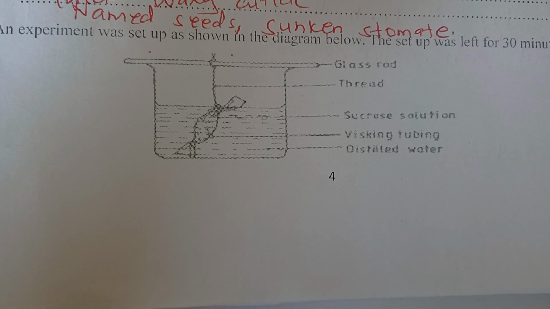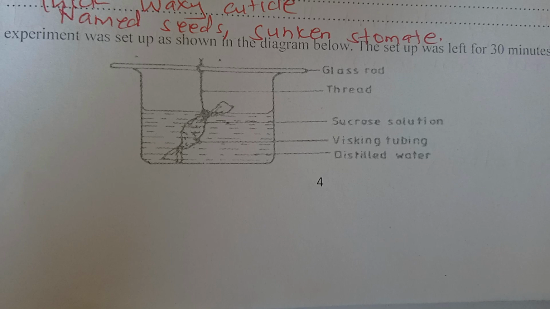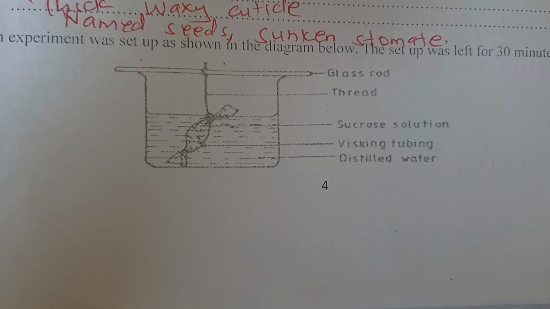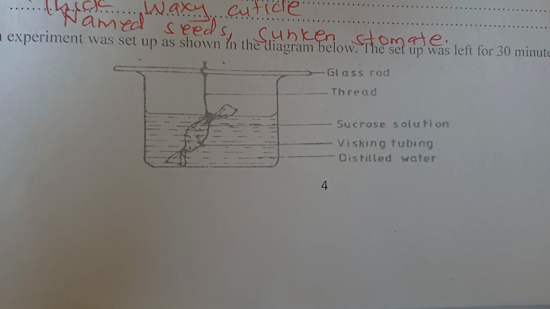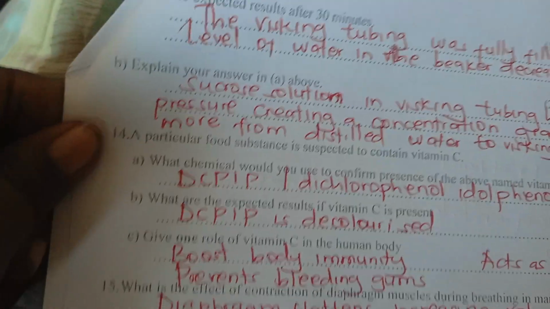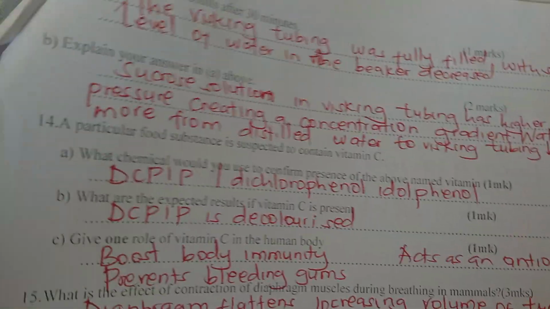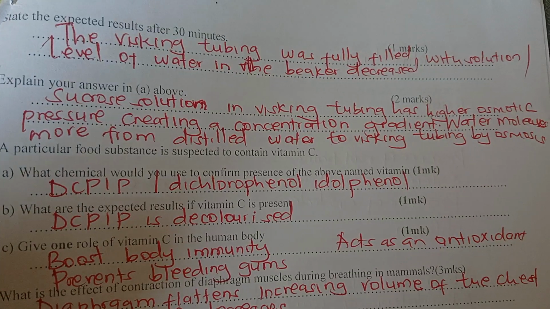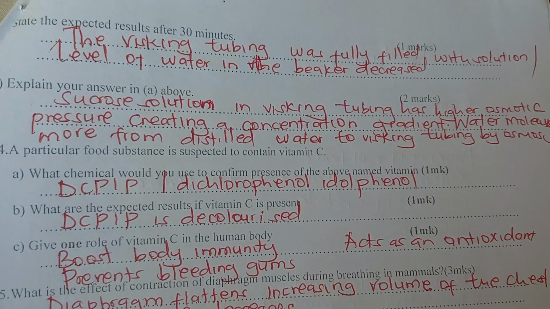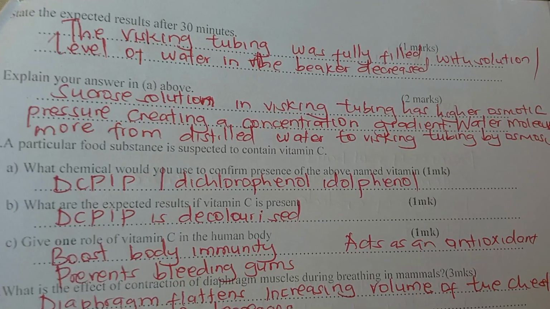An experiment was set up as shown in that diagram. The setup was left for about 30 minutes. You have glass rod, thread, the sucrose solution, whisking tubing, and distilled water. Then you're given questions. You're told to state the expected results after 30 minutes. So of course what will happen is that the whisking tubing will be filled with water, or with solution, and the level of water in the beaker will decrease.